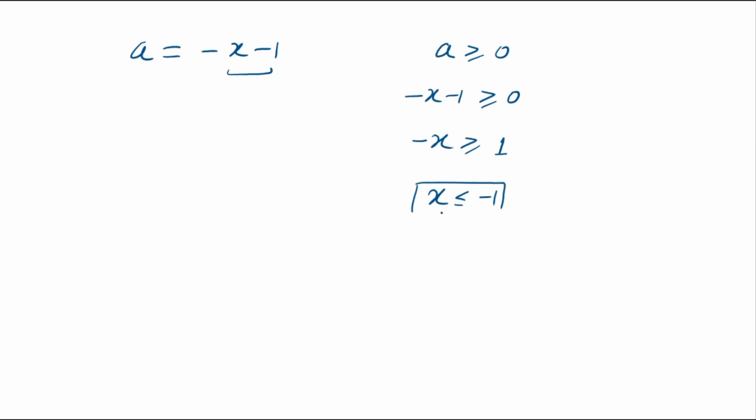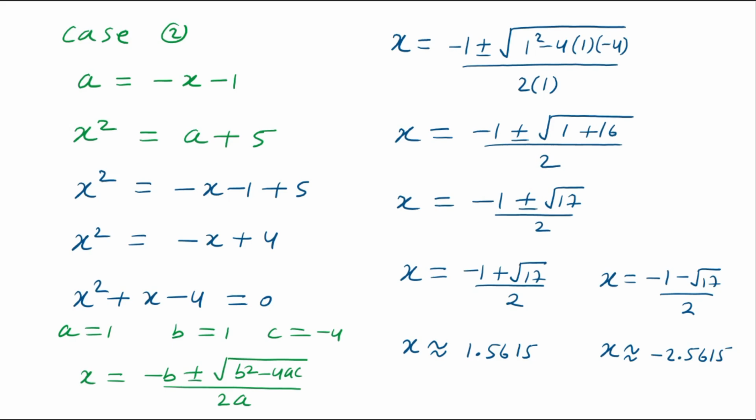Here in this case the value of x is less than or equal to −1, but this value of x is positive and this value of x is negative, and this value of x is less than −1 because this value is approximately equal to −2.5615. So here this value of x is rejected and this value of x is accepted. Here this is the second solution.